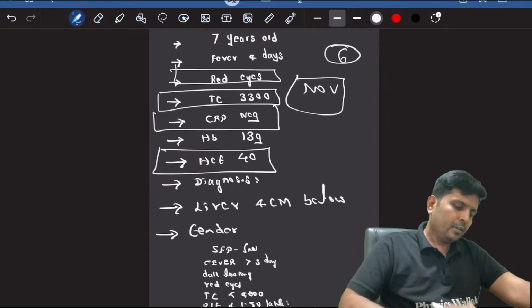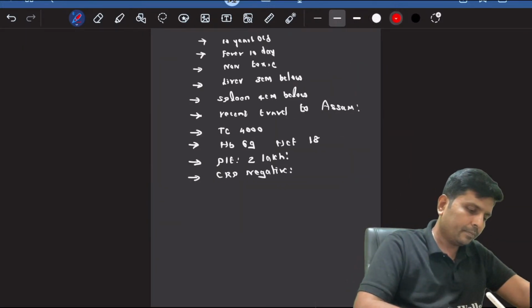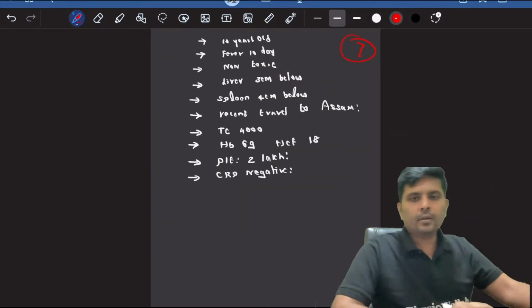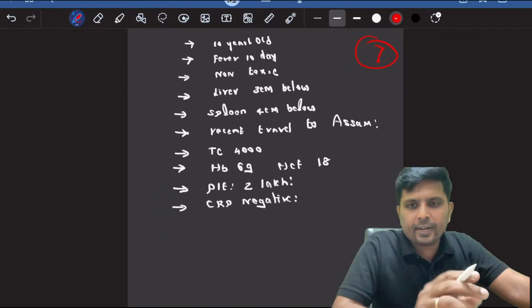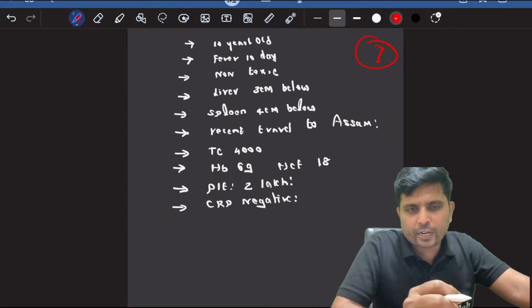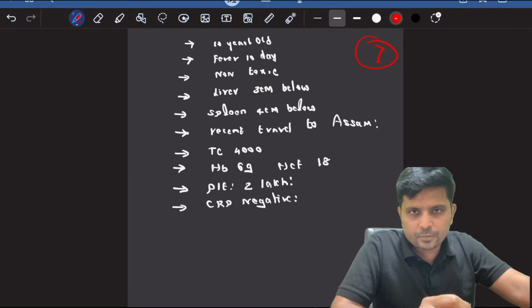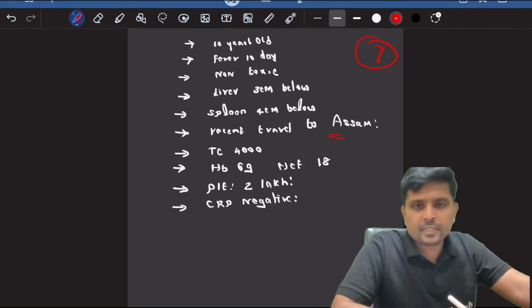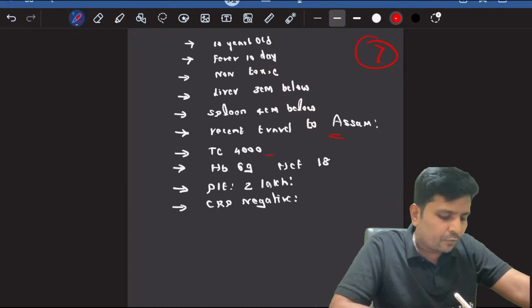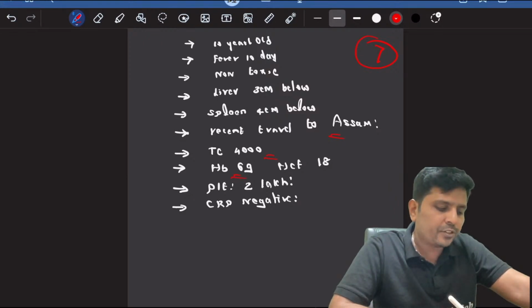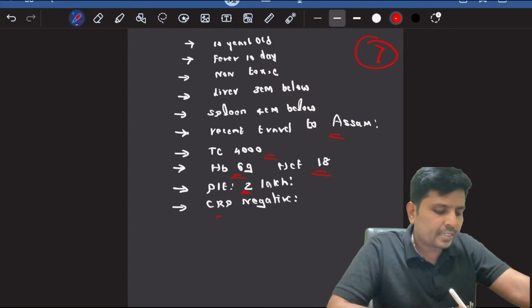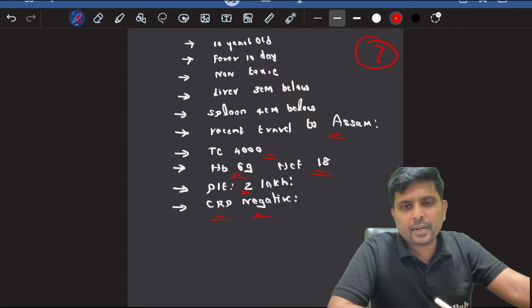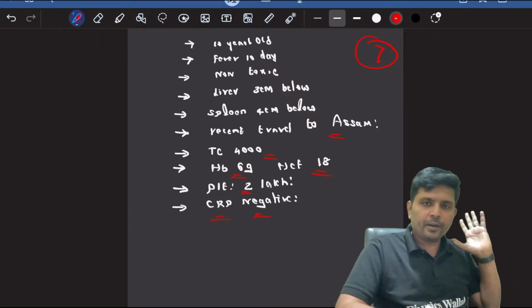Right? So, case 7. What is this case? 10-year-old, fever 10 days, non-toxic child, hepatosplenomegaly is present. Recent travel to Assam. Total count 4,000, hemoglobin 6, hematocrit 18, platelet 2 lakh, CRP negative. What is the answer? Very, very simple.